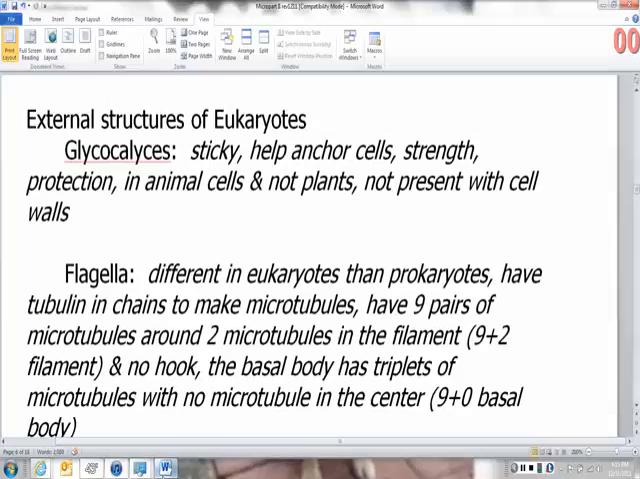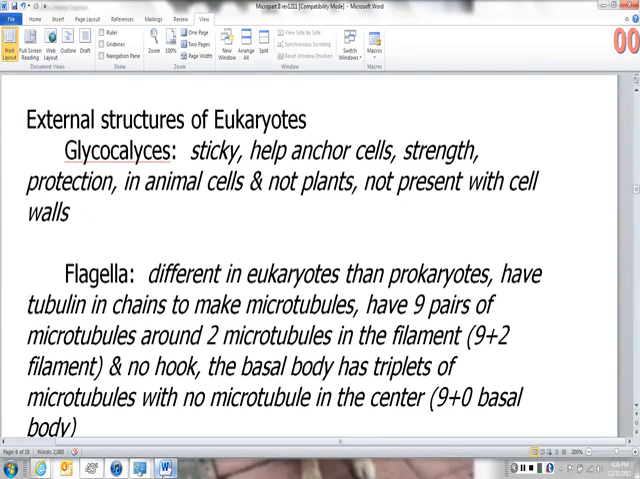This is the second part of Unit 2 in microbiology. Eukaryotic cells have some similarities and some differences from prokaryotic cells. The glycocalyces in the eukaryotes is present in animal but not in plant cells. It is sticky, helps to anchor the cells, and provides strength and protection.